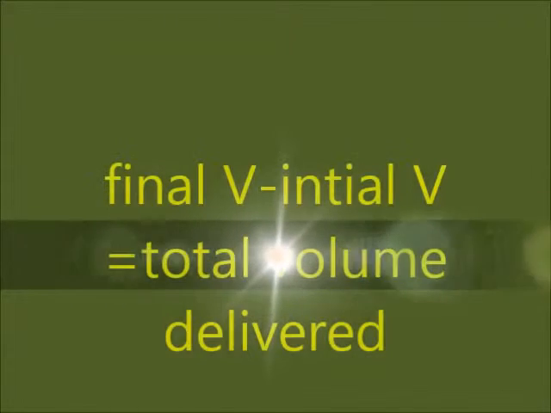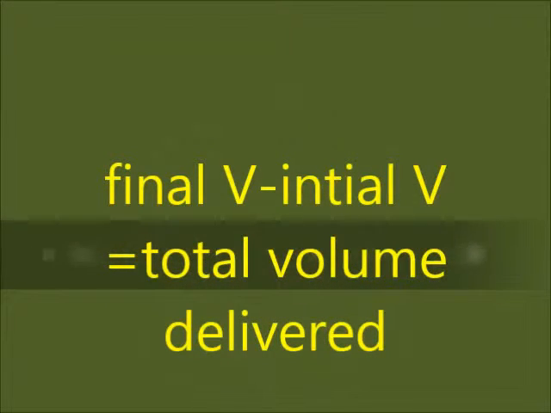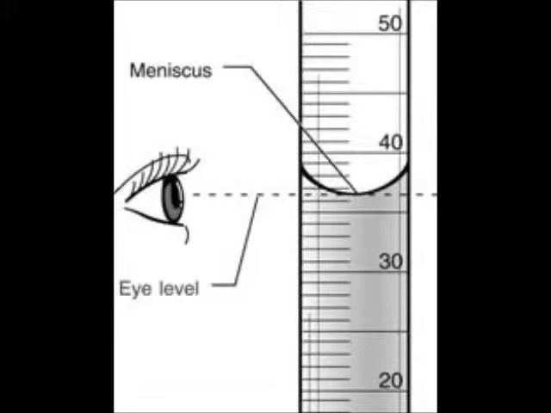In this lab, we'll be using one other formula. Final volume minus initial volume equals total volume delivered. The initial volume is the original solution drawn up from the pipette. The final volume is the solution left in the pipette after releasing some into the new beaker.